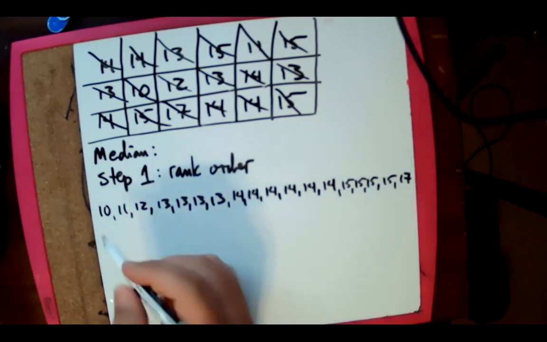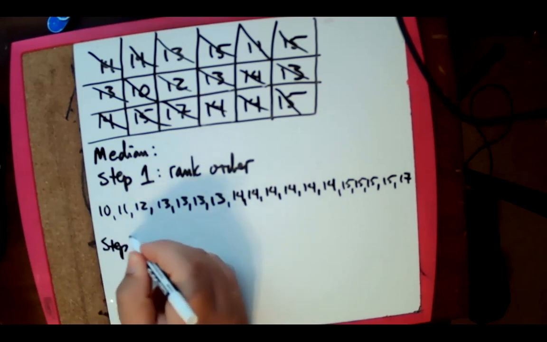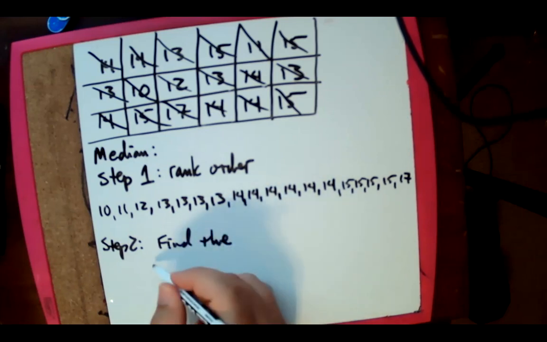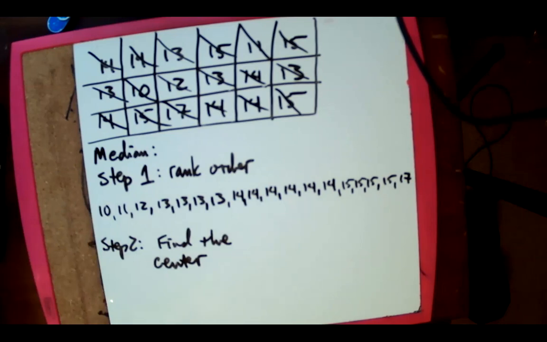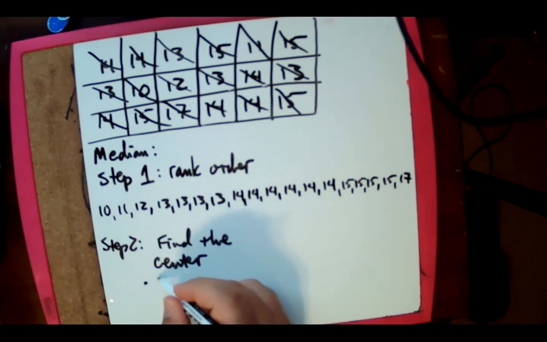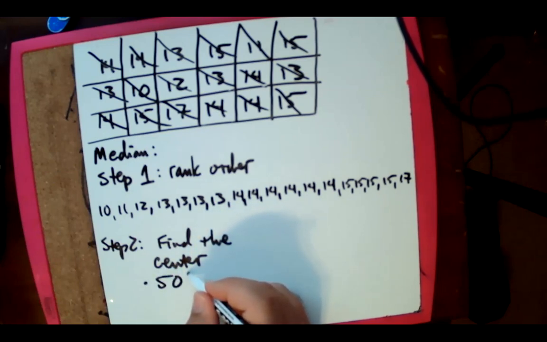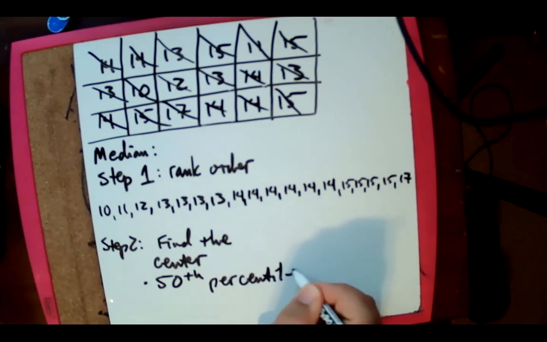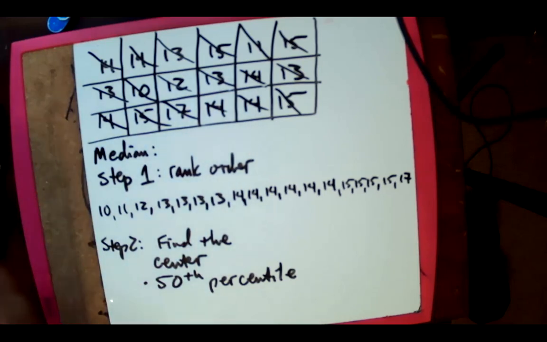There we go. And then step two is find the center. So now we're going to find the center of these numbers. And what we're doing is we're finding the 50th percentile marker. Right? So we're finding the 50th percentile. And that means that 50% of the numbers are to the right of our middle marker and 50% of the numbers are to the left of our middle marker. So we have 18 scores. So that means we want 9 on the right and 9 on the left.